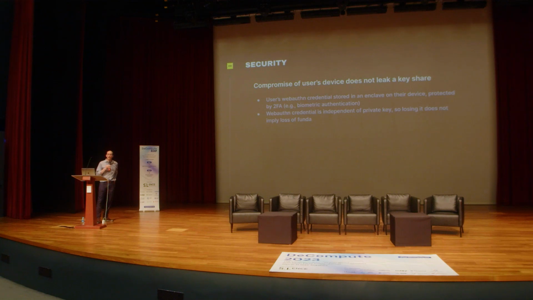Related to the question I was asked earlier, in the federated model, compromise of a user's device does not leak a key share. You might be worried about the fact that it's kind of a chicken and egg problem, because if you compromise the user's phone, well, you get access to their WebAuthn credential. But there's a distinction here that I think is important, which is that the user's WebAuthn credential can be stored in an enclave on their device, which itself is protected by two-factor authentication, like biometric authentication.